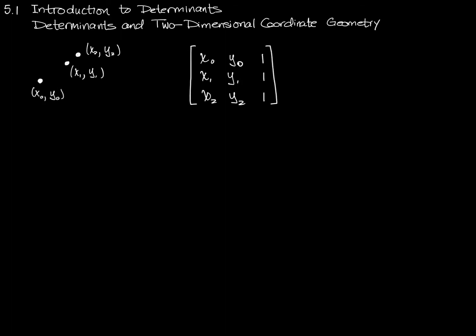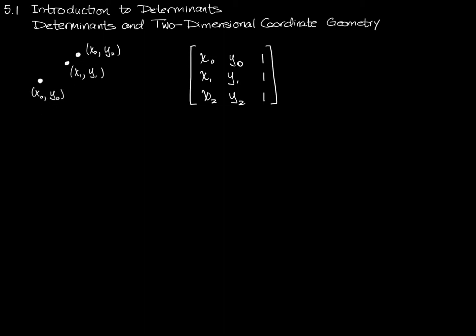Here are 3 points that are on the same line, or at least they appear to be. Let's call these points (x0, y0), (x1, y1), and (x2, y2). If I set up a matrix with x0, y0, then x1, y1, and x2, y2, with a third column of all ones, the determinant of this matrix will tell me whether or not these 3 points are on the same line.